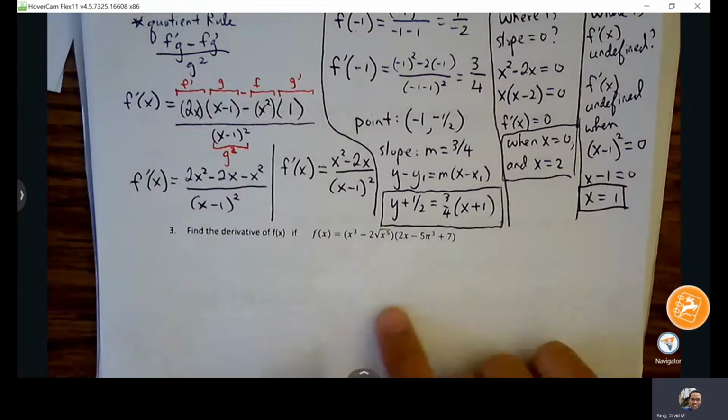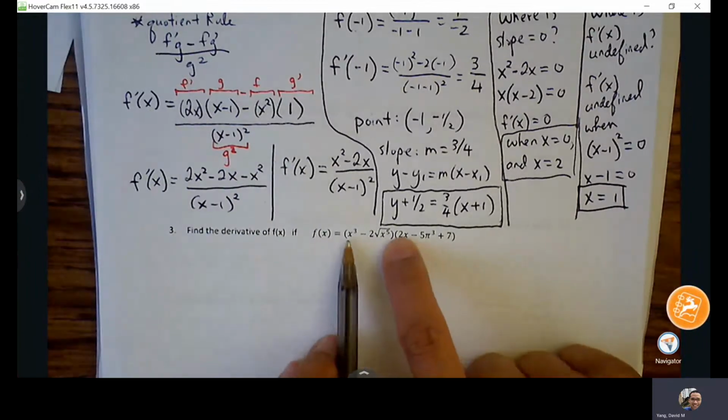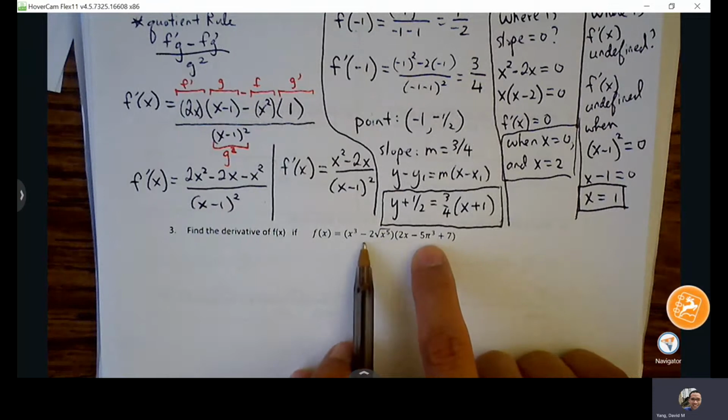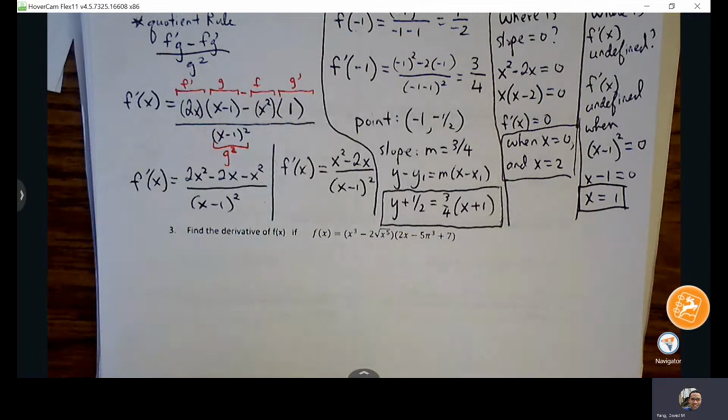Okay, number 3, find the derivative of this function. I see two sets of parentheses. They're being multiplied with each other. I'm going to go through a product rule. So f prime g plus f g prime all over g squared.